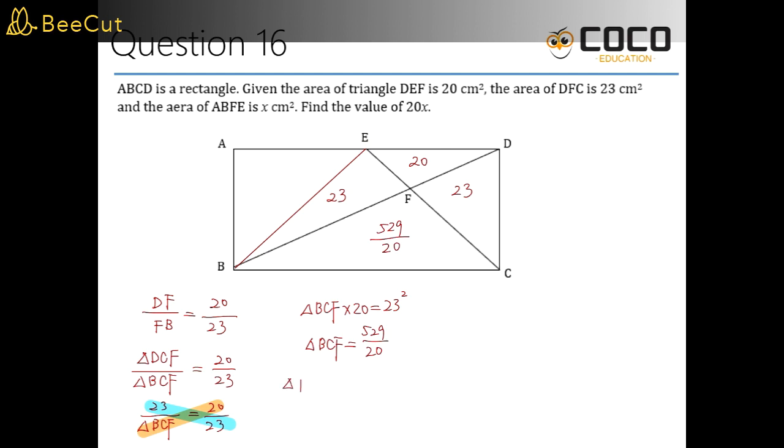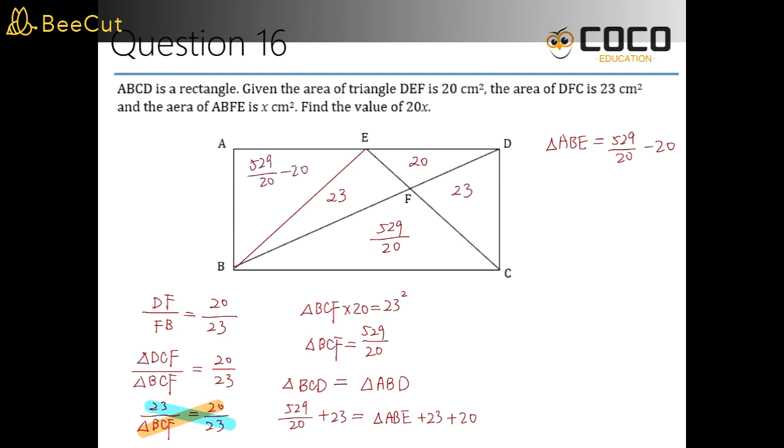Then you can see that half of the figure, triangle BCD, equals the other half of the figure, triangle ABD. So we put the values in: 529 over 20 plus 23. Triangle ABD is the area of triangle ABE plus 23 plus 20. And from here we find the area of triangle ABE is 529 over 20 minus 20. Okay, so this part is 529 over 20 minus 20.